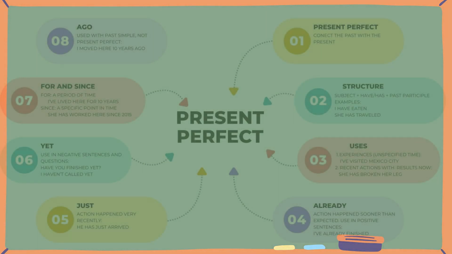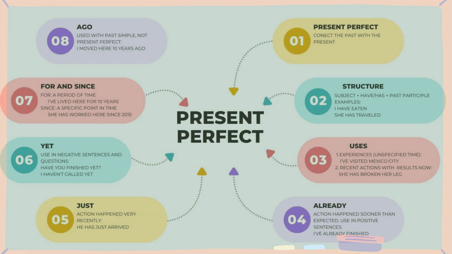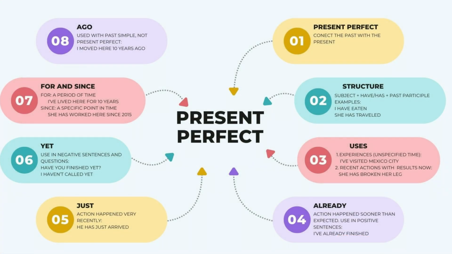So, to sum up, the present perfect connects the past and the present. Use have or has plus the past participle, and remember how to use already, just, yet, for, since, and ago correctly.